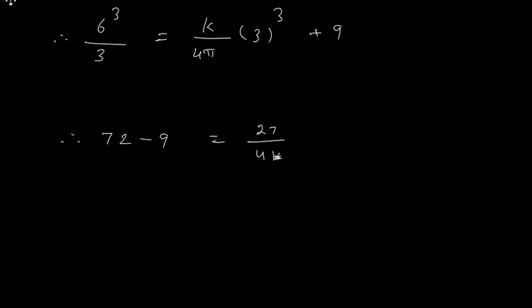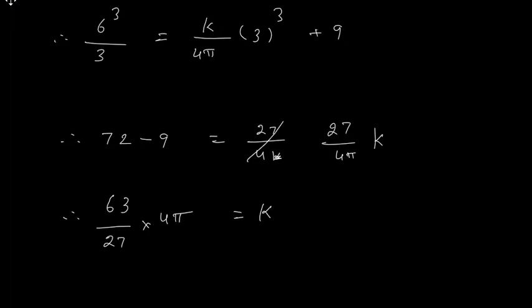So this is 27 upon 4 pi times k. Therefore 72 minus 9 is 63. Now I want the value of k. So 63 divided by 27 into 4 pi is equal to k.